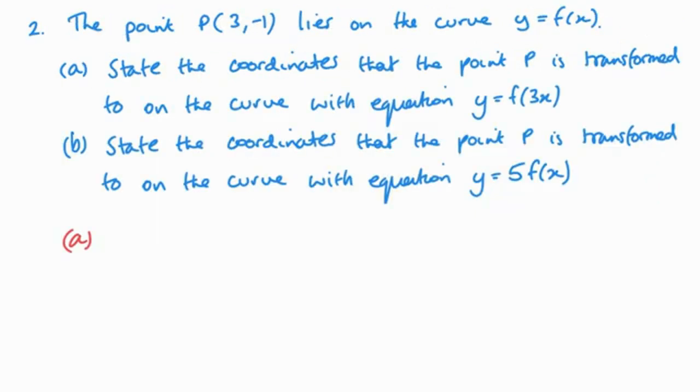So we can see here that we need to state the coordinates that the point P is transformed to on the curve with the equation y equals f of 3x. So it's inside the bracket, affects the x, we divide by 3, so my new coordinates of P when it's been transformed is (1, -1), because I need to divide my x values by 3 and I can't touch my y values. Looking at part B, we can see that it's 5 on the outside, so we need to multiply my y values by 5 as it's a vertical stretch. So point P here, 5 times the -1 is -5, and those are my new coordinates.